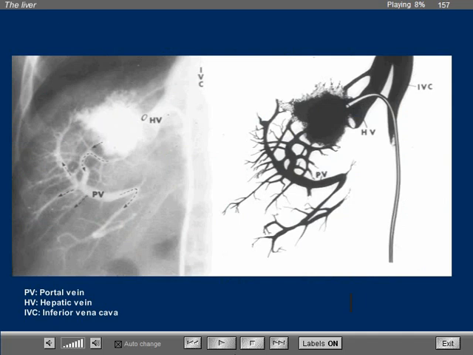Wedged hepatic venography showed a normal parenchyma and normal pressures. However, it was easy to fill intrahepatic branches of the portal vein, which appeared radiographically normal. This is another indirect sign when the pressures are normal that we are dealing with a presinusoidal form of portal hypertension.